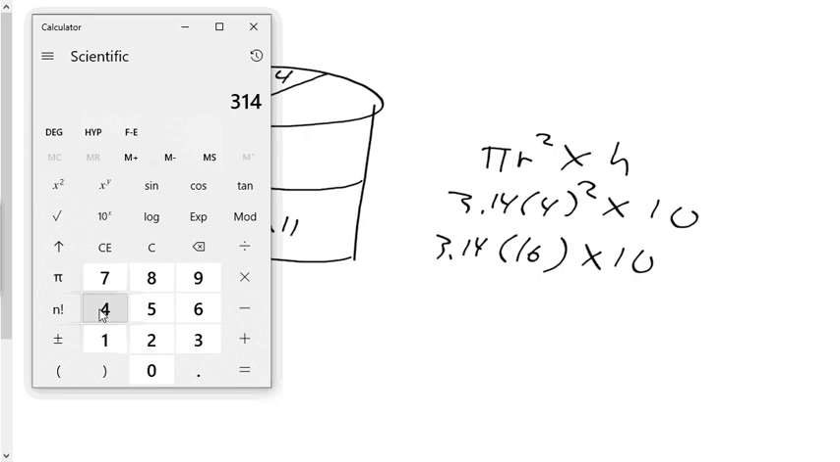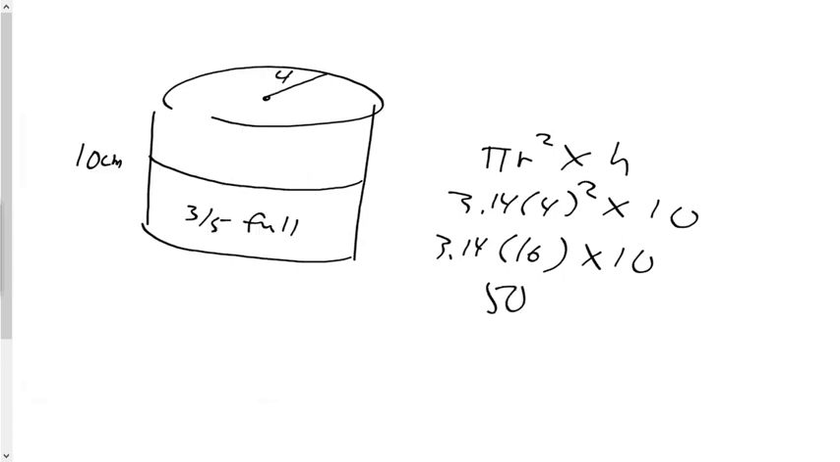Pi multiplied by the radius squared, multiplied by the height of the prism, is that right? I made a mistake somewhere. Let's try that again. 3.14, I think I might have done 314, times 16, times 10. I made a mistake again? Yes, I did. It should be 502.4, right? Is that right? Yeah, 502.4. That's the full volume.